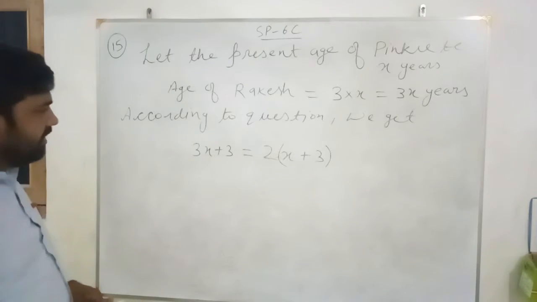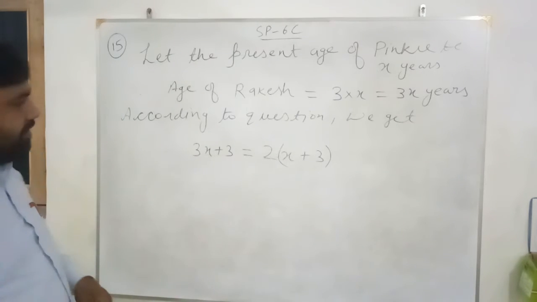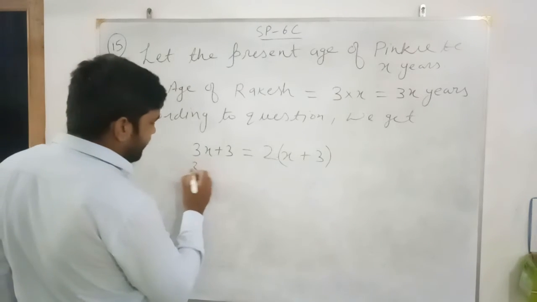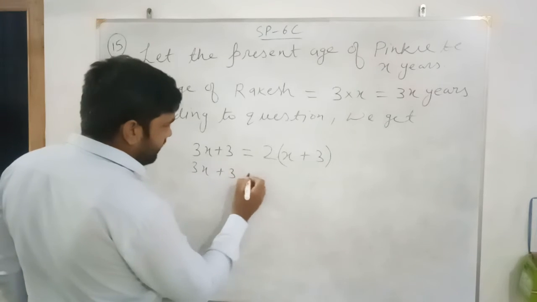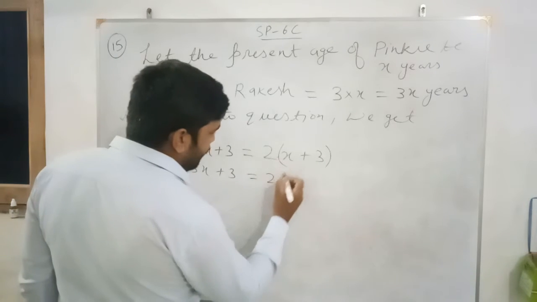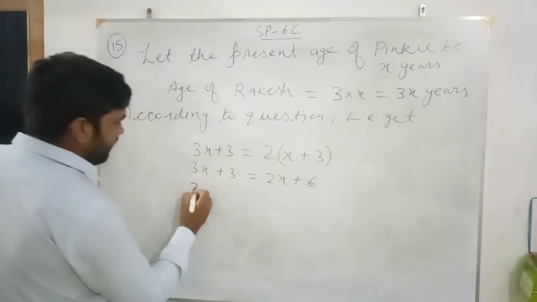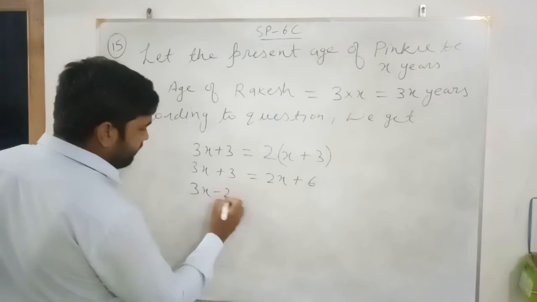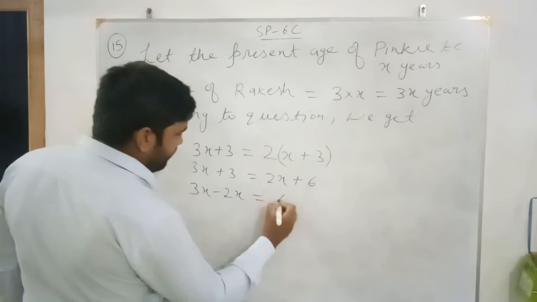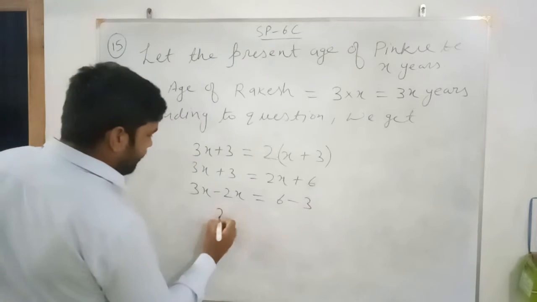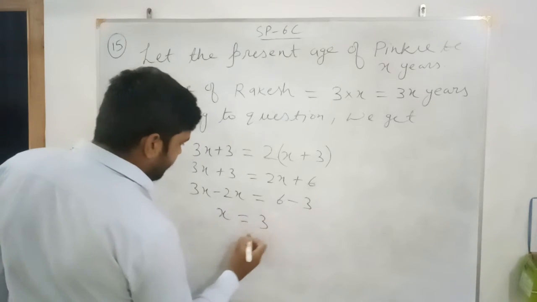Now we solve and we will get the value of x. See how we solve. 3x plus 3 equals 2 into (x plus 3), 2x plus 6. Now transfer the variable to the left hand side. 3x minus 2x equals 6 minus 3. Now here x equals 3.